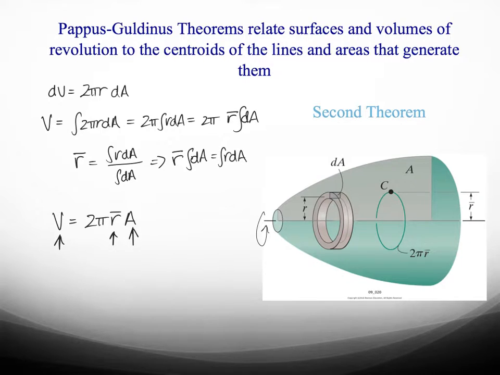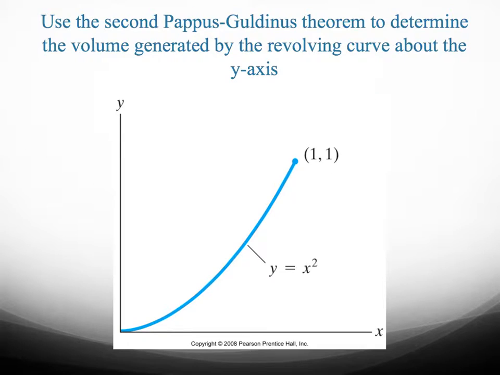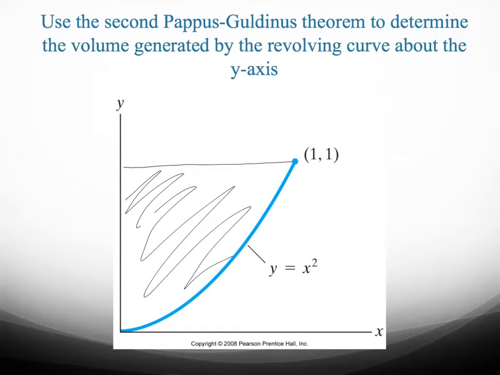And that's what those two theorems are about. Let's just see them in action. So here, we're going to use the second theorem to find the volume generated by revolving the curve around the y-axis. So we're going to take this, and this is going to produce an area shaded right here.